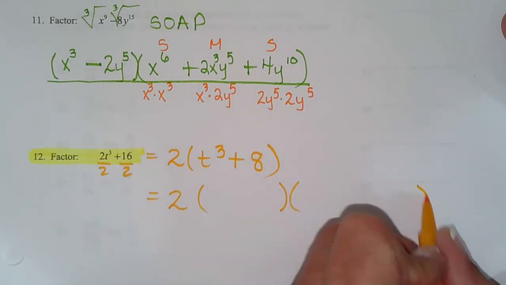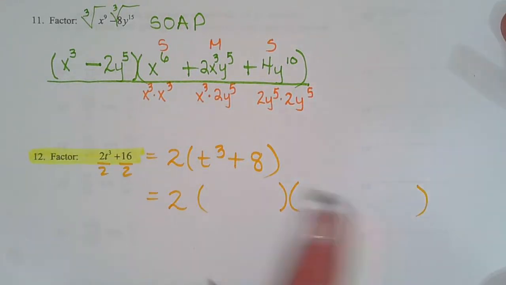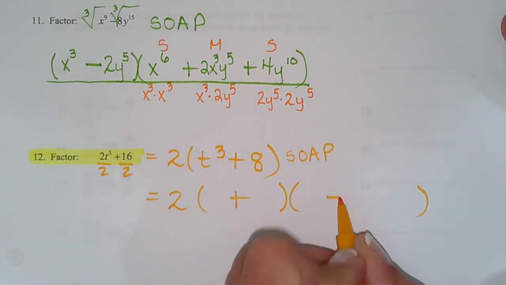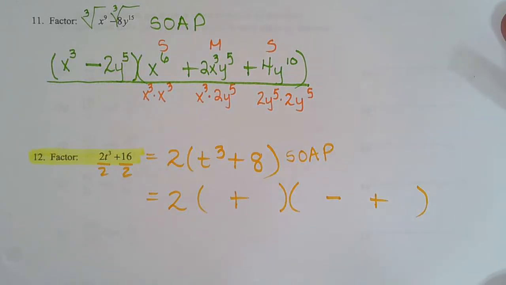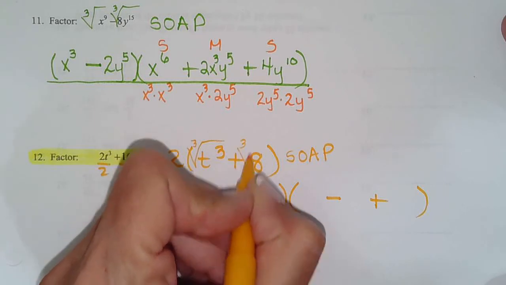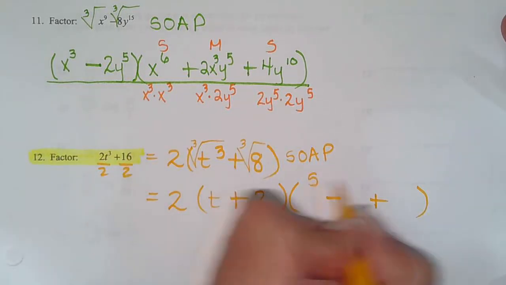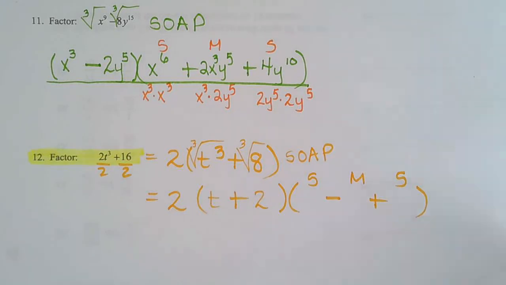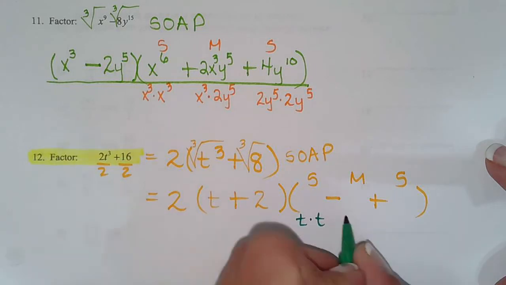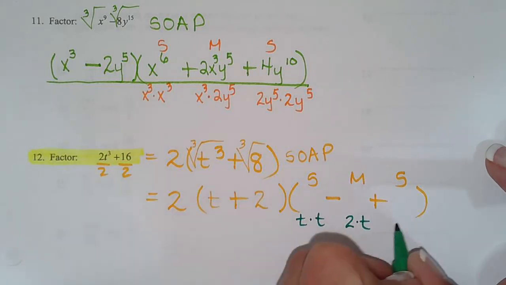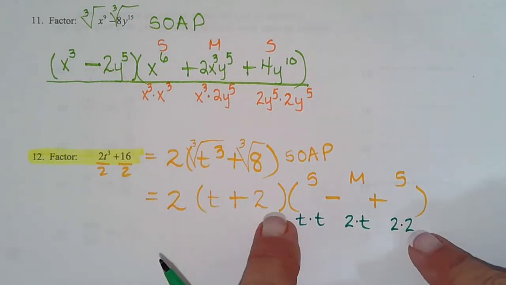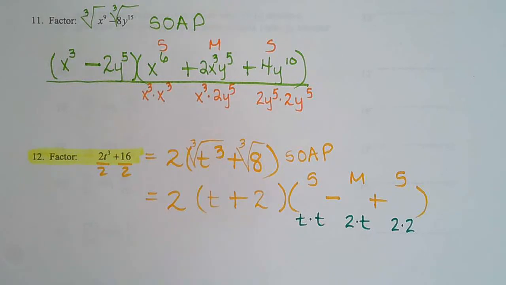So this 2 has to carry with the problem, but it doesn't affect anything from here on out. So you set up your SOAP, your little parenthesis, big parenthesis, your SOAP sign. So same, opposite, always positive. Then we do the cube roots. Cube root of t cubed is t. Cube root of 8 is 2. And then we square, multiply, square. So that means we do t times t for the square, 2 times t for the multiply, and 2 times 2 for square of the last. So you just kind of move left to right on that.